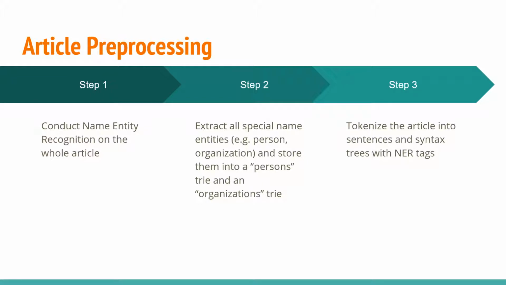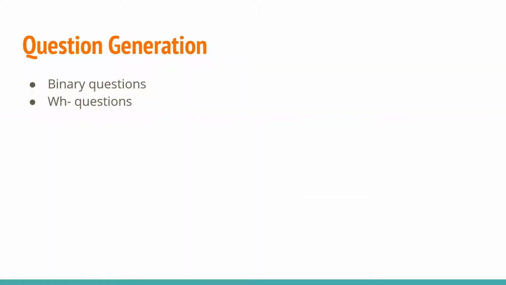Here, what we will do is extract all the special named entities, such as person and organization, and then store them into a trie structure so that we can ask questions smoothly. Mainly we have two kinds of questions, binary questions and WH questions.